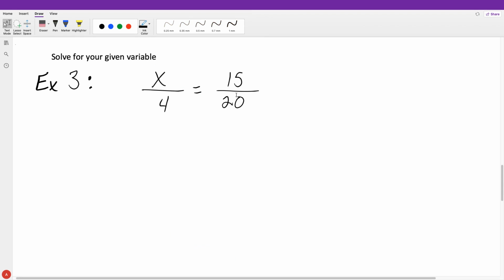All right, so now we're going to start off with a really easy problem for this one first. So we have x over 4 is equal to 15 over 20. There are multiple ways you can go about solving this particular question. I'm only going to show you one because when we get into a little bit harder questions, which we're going to do next, it's not as easy to do some of these other methods. So I'm only going to show you one way, and this one way works every single time.